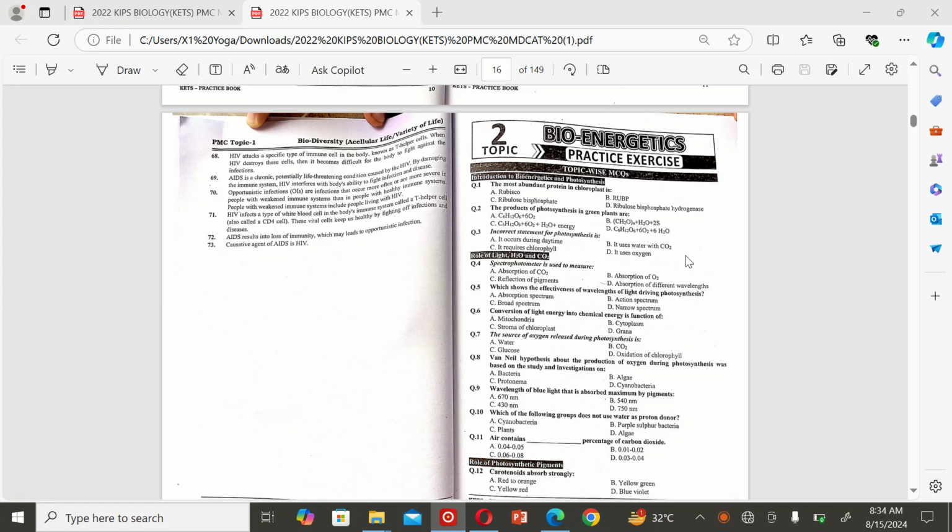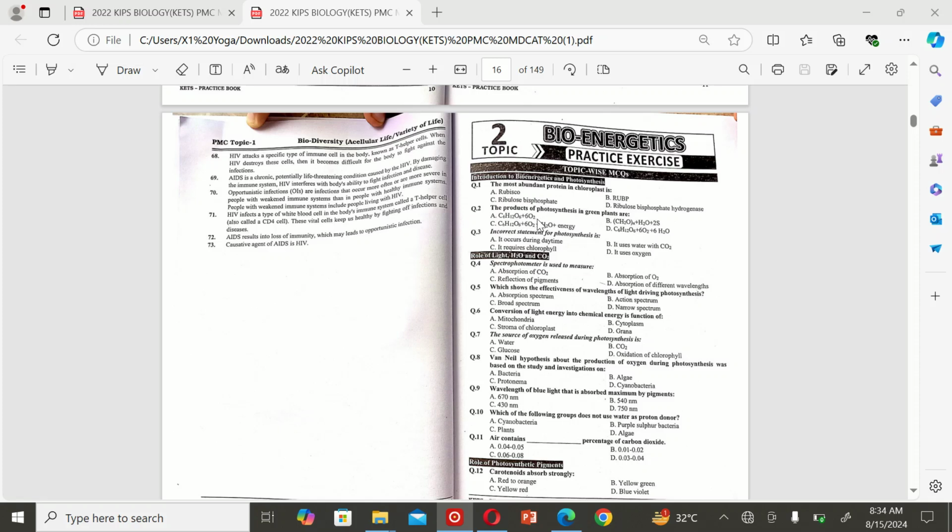Let's get started. The first MCQ is: the most abundant protein in chloroplast is A. Rubisco, B. RuBP, C. Ribulose bisphosphate, and D. Ribulose bisphosphate hydrogenase. So the correct option is A, Rubisco.